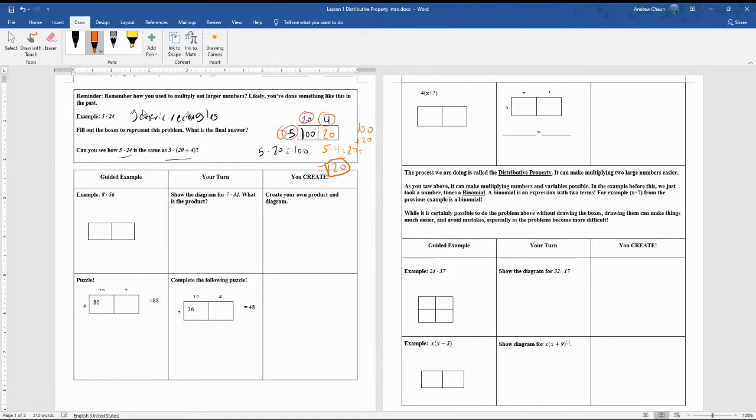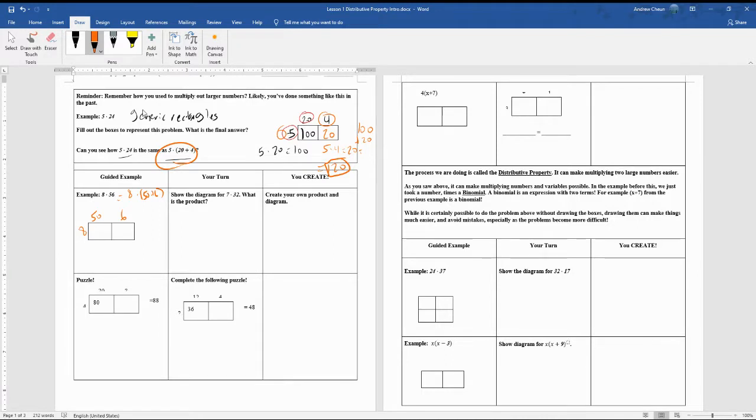So let's do our little guided example here. On the left, we have 8 times 56. If I'm going to split this up here, I want to write this as 8 times 50 plus 6, just like how they did it over here. So on the left side, I'm going to put 8, and then on the top, I'm going to do 50 and 6. Now we just need to multiply these two sets of numbers together to get what's inside the rectangles.